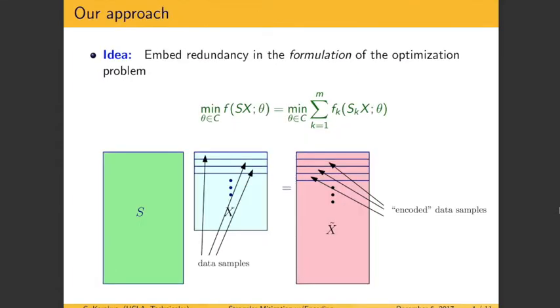This work addresses this issue through the use of data encoding. Given a data matrix X, the idea is to linearly mix the data samples to generate encoded samples, which results in an over-complete representation with redundancy embedded. Note that here the encoding matrix S is tall, which causes the redundant representation.